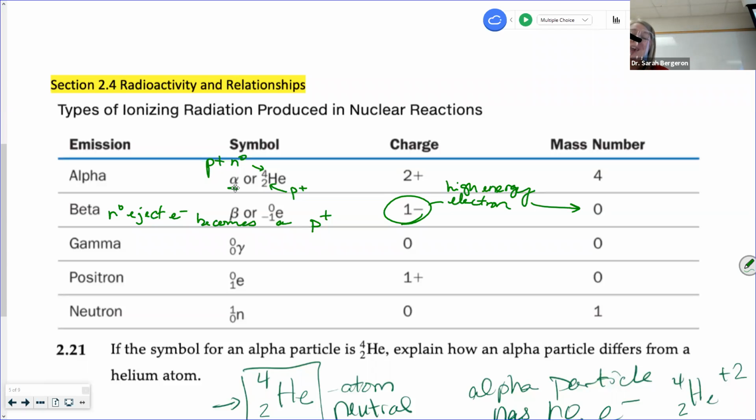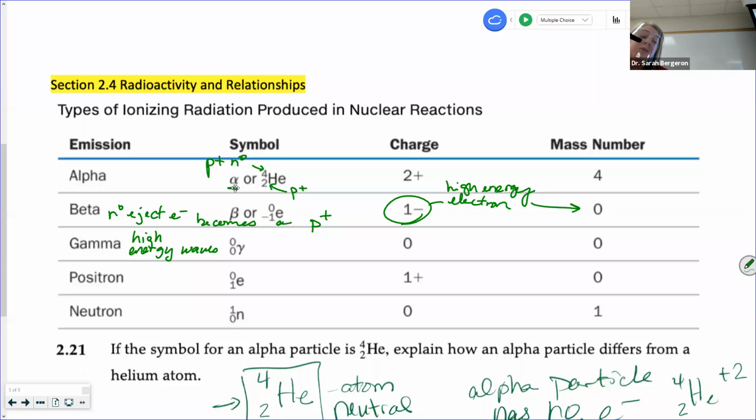So the next one is a gamma. What do you notice about gamma? It's no charge, there's no mass. How's that possible? It's not a particle. It's just high energy light waves. High energy waves. So it's not a particle.